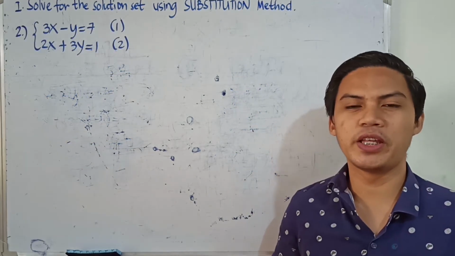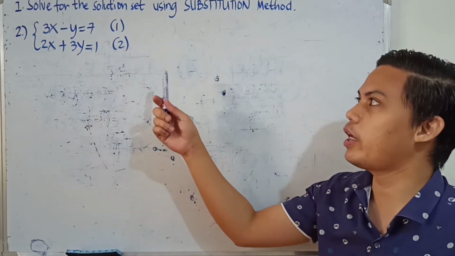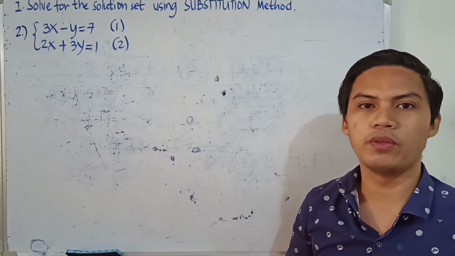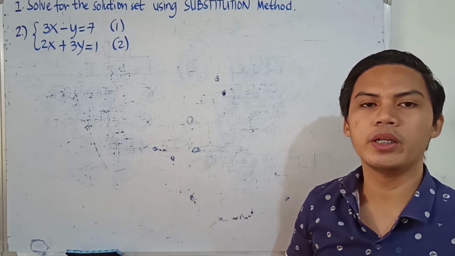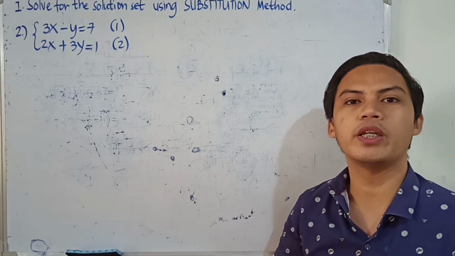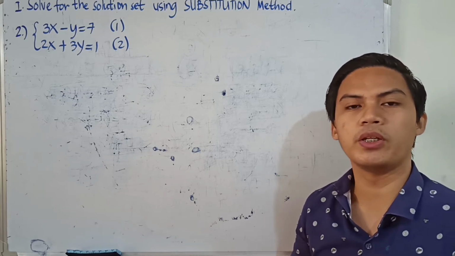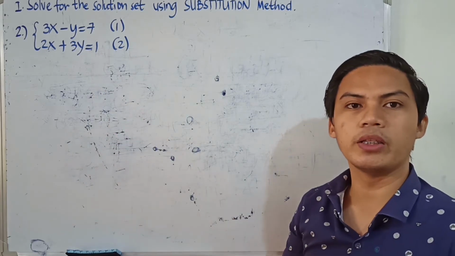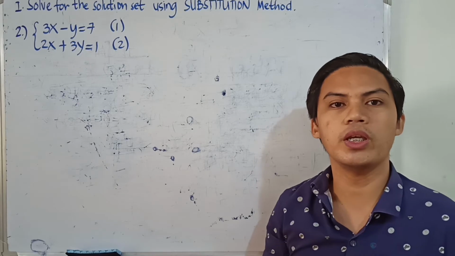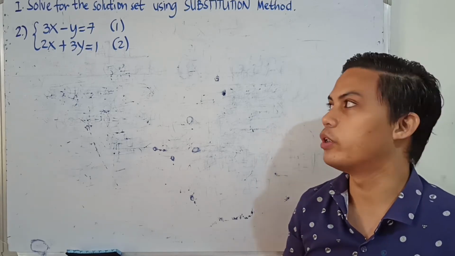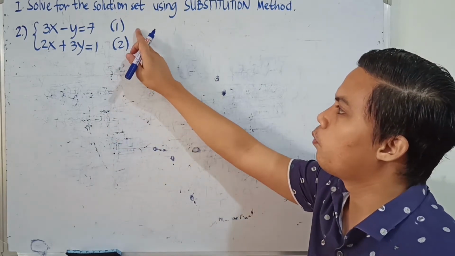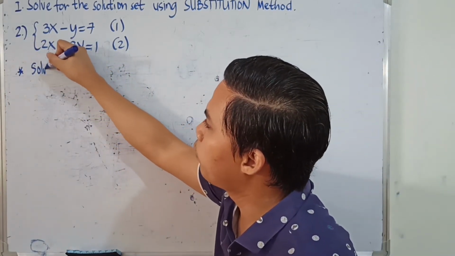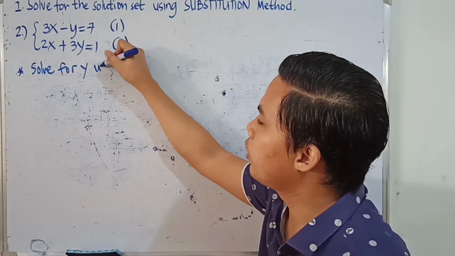Okay, let's continue. So we have another example. Our first equation is 3x minus y is equal to 7. And the second equation is 2x plus 3y is equal to 3. Unlike in example number 1, which was already solved because the given was in the form y is equal to a particular term, if we observe the two given equations here, we still need to solve for either x or y and use it to substitute into the other equation. So in this case, we're going to solve for y using equation number 1.